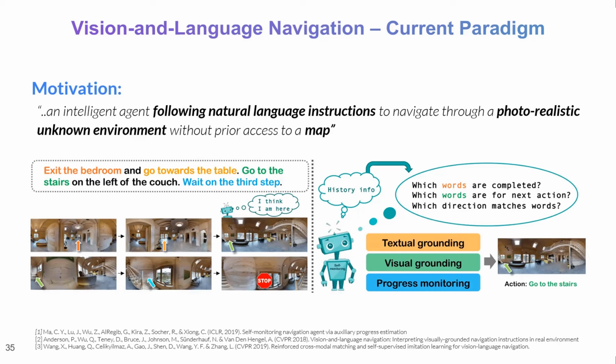So for example, given this long piece of instruction: exit the bedroom, go towards the table, go to the stairs on the left of the couch, wait on the third step. The agent really has to be spatially aware of its surroundings, let's say the location of the couch, and match it to the instruction, like where the couch is represented in the instruction. And also it has to be temporally conscious of its history of actions. So let's say how far you are away from the goal and stuff like that.